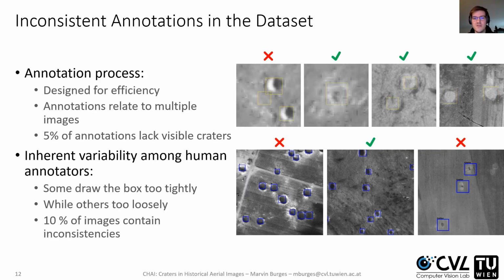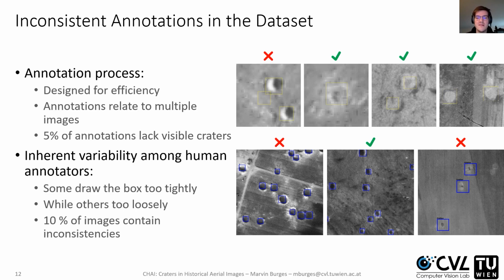What we found during our preparation of the dataset is that there are some inconsistencies in the dataset from the annotation process. First, the annotation process resulted in some ambiguities because it's designed for efficiency. We don't really know which annotation relates to which image. We just know the georeferenced image and the georeferenced coordinates of the bounding box. And as a result, about 5% of the annotations in our dataset lack visible craters.